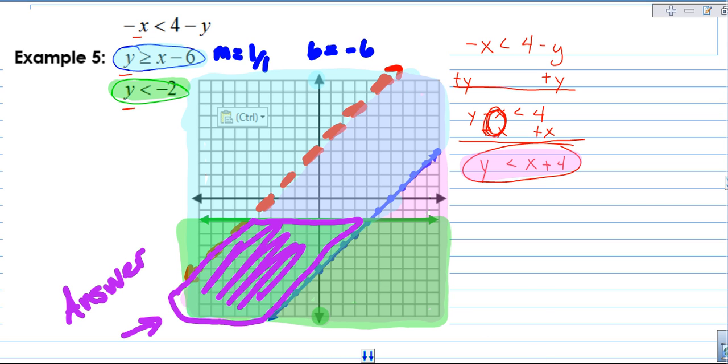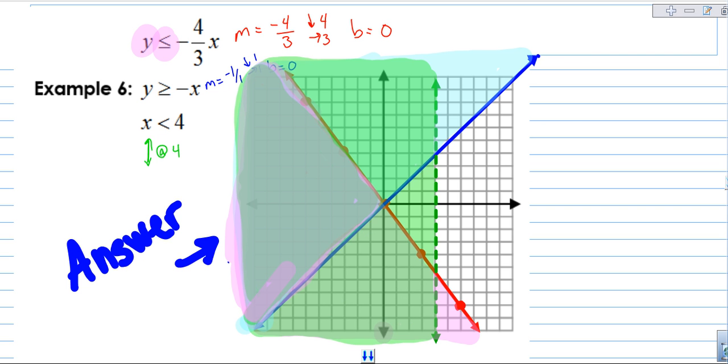So you can pause the video, answer question 5. Answer example 6 on your own. The answer will pop up momentarily. Okay, so the answer to example 6 is this triangular shaded region right here. Remember, dotted line on this one. In this case, anything that's on these lines are solutions because they're both solid lines. And then anything in this region is a solution, anything outside of this region, all the way around it, not a solution.